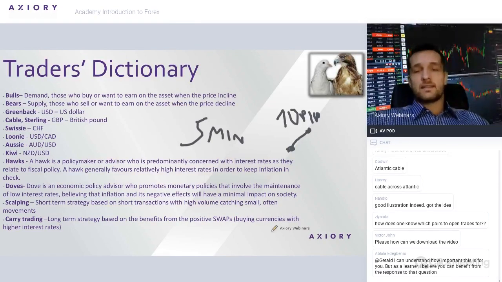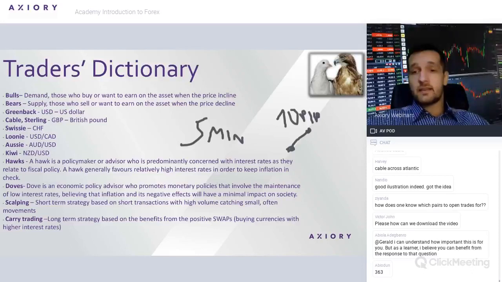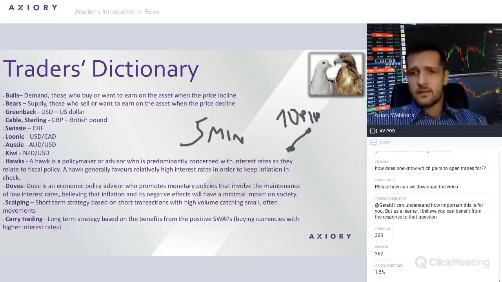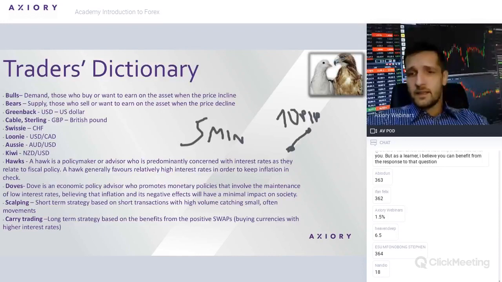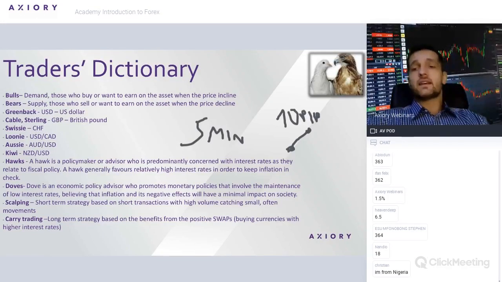Carry trading, my friends: every currency has an interest rate. What is the interest rate in Nigeria? Or everybody write the interest rate of the country where you're from. I think the interest rate in Poland is 1.5%. 6.5, yes, we have 6.5. 18%. Ooh, that's a lot. Every currency has an interest rate.